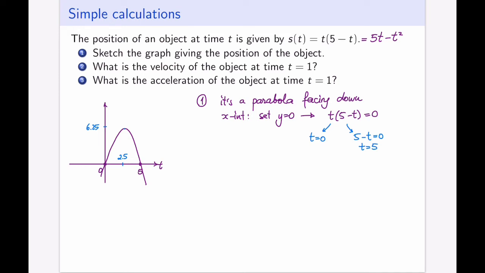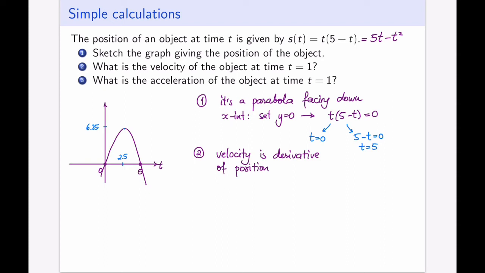Okay, let's move on to part 2 of the question. Now we're asked, what is the velocity of the object at time t equals 1? Remember from the previous slide, the velocity is the derivative of the position. So for me to find the velocity at time t equals 1, I need to find the derivative of the position function at t equals 1. Now, because this is only the second time I'm seeing this, let me write this down. So the velocity is the derivative of position. So what I need to do first is find the derivative of the actual position function.